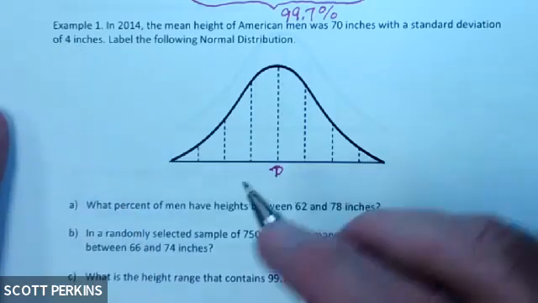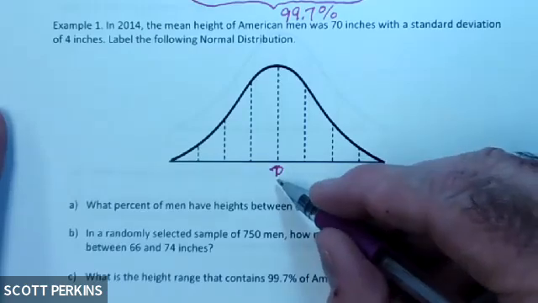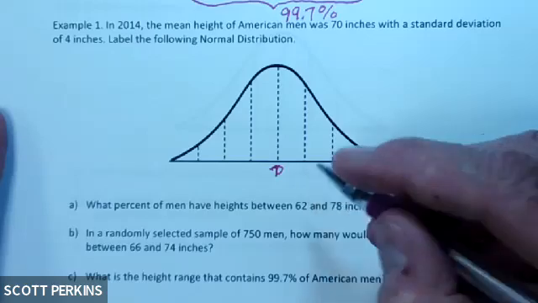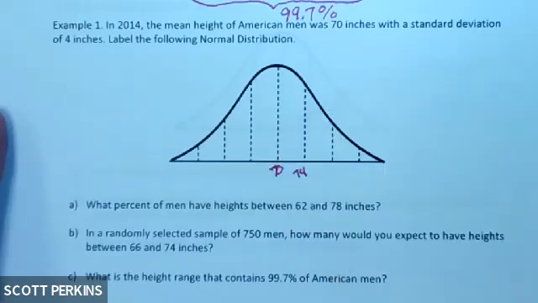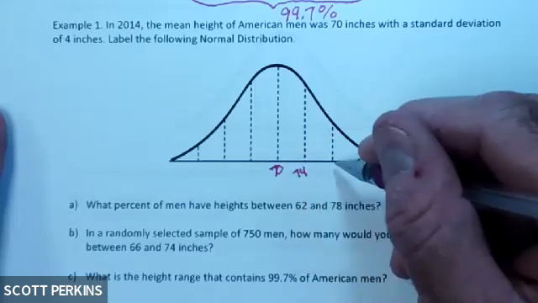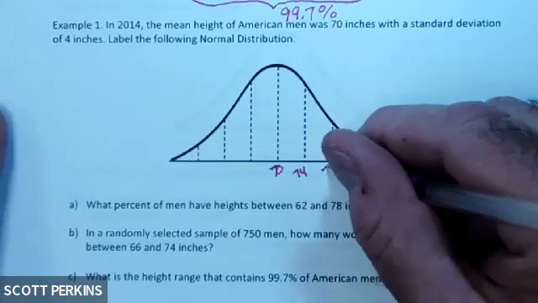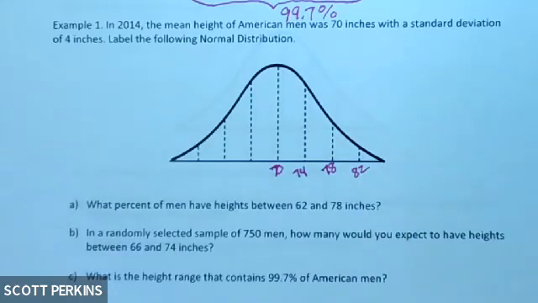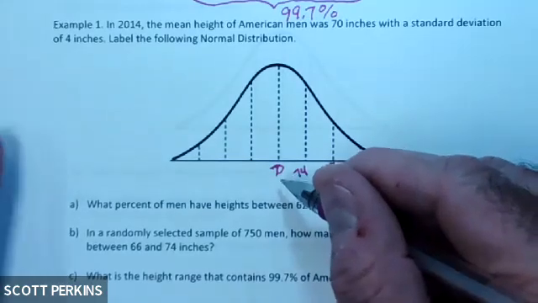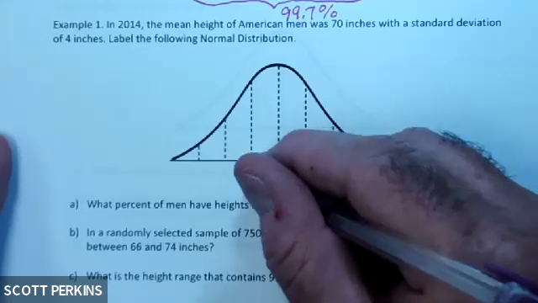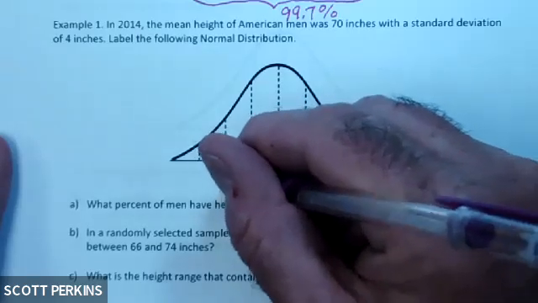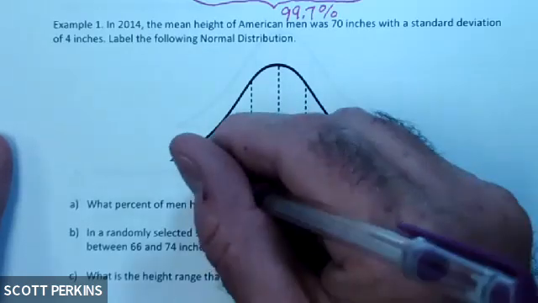So what that means, let's do the ones that are larger. If this is the mean, what am I going to label this first standard deviation? Yep, 74 inches, fantastic. And then what is the next one going to be? 78, and then finally 82 inches, great. Going smaller, below the mean, I'm going to subtract 4 and I'm going to get 66 inches, then 62 inches, and then finally 58 inches.